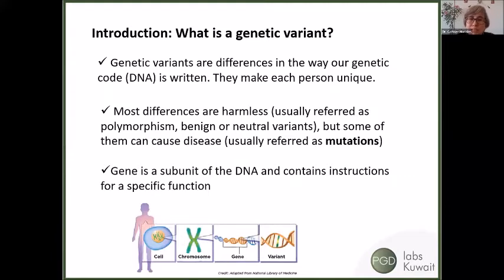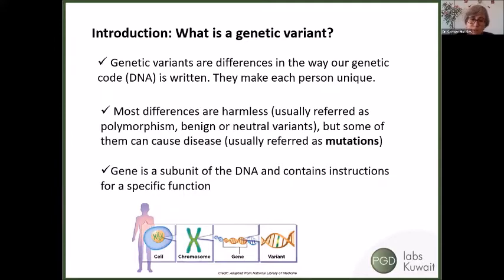Before talking about genetic diseases, first of all, I want to introduce the concept of a genetic variant. Genetic variants are differences in the way our genetic code, meaning the DNA, is written. This makes each one of us a unique person, different from each other. Most of these variants are usually harmless, so I will refer to them as neutral variants or polymorphic variants. But some of them can cause a disease, and we refer to these variants as mutations.